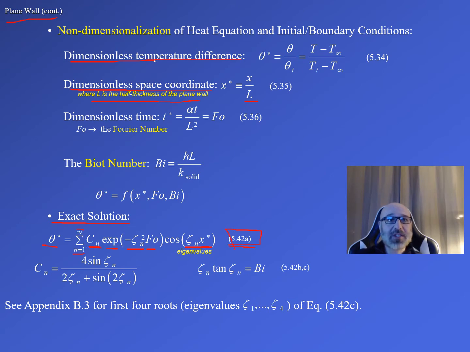Now the question is, what is this C sub n? We have the relationship that C sub n is equal to 4 times the sine of our eigenvalue, all divided by 2 times the eigenvalue plus the sine of 2 times our eigenvalue. We also have the relationship in equation 5.42 for our Biot number. So for our C sub n and our Biot number, we can reference 5.42b and c in our textbook, where our Biot number is our eigenvalue times the tangent of our eigenvalue. Now the question is, what are these eigenvalues? We can go to appendix B3 in our textbook and look at the first four roots for our eigenvalues, 1, 2, 3, and 4, and plug them back into this equation.